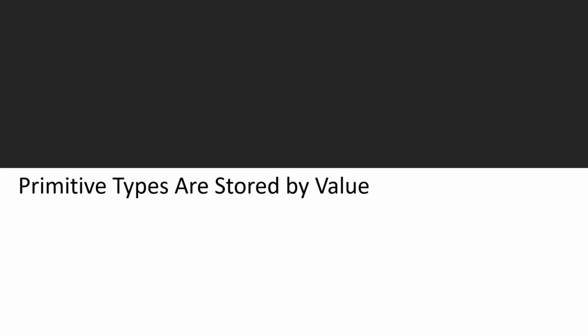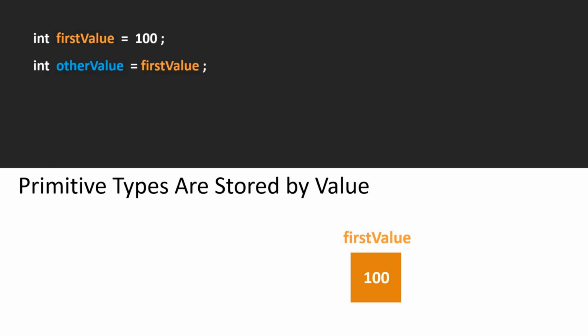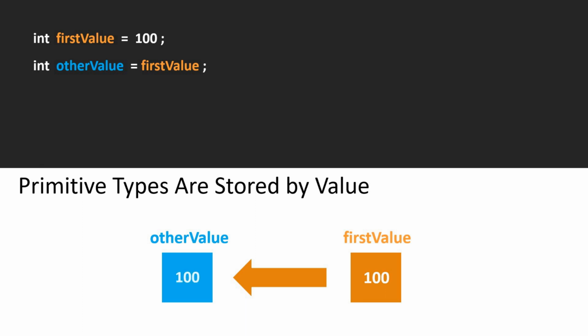When we work with primitive types in Java, those types are stored by value. That means that each variable gets its own independent copy of each value. So we have a variable here called first value. We give it an initial value of 100. That means that Java allocates an area of memory called first value, and that value of 100 is placed into that area of memory. So now if we declare another variable, other value, and initialize it to be first value, that means another area of storage called other value is created, and the value that's inside of first value is copied over to other value, so other value also has a value of 100.